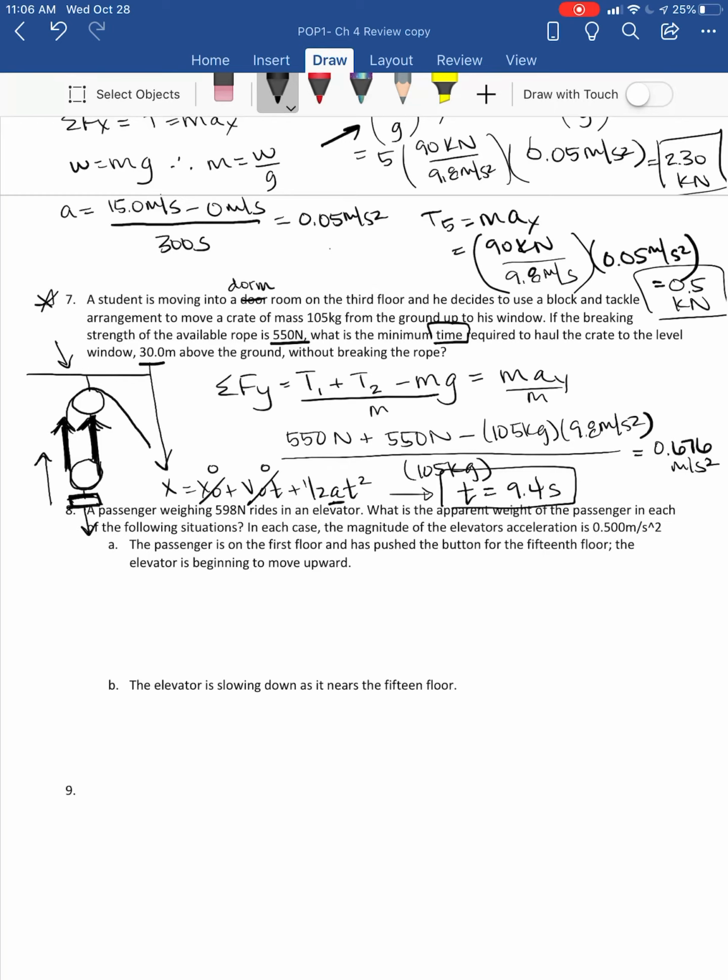All right, number 8, I kind of wrote on it a little bit. It says that a passenger weighing 598 newtons rides in an elevator. What is the apparent weight of the passenger in each of the following situations? In each case, the magnitude of the elevator's acceleration is 0.5 meters per second squared. And it says that the passenger is on the first floor and has pushed the button for the 15th floor, and the elevator is beginning to move up. This was the example that I wanted to do the other day on Monday, but I didn't have enough time, so I went ahead and put it on the review.